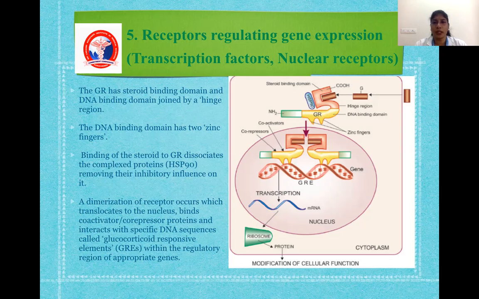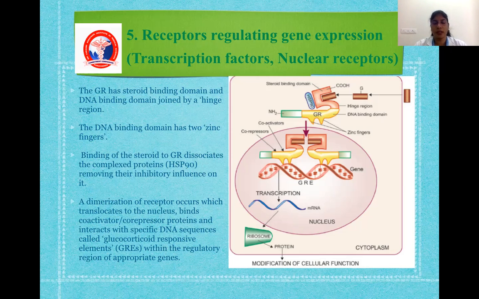As you see in the topmost image, you have a carboxy end and also an amino end. You have 2 regions. One is the steroid binding domain, another is the DNA binding domain. These 2 binding domains, the steroid binding domain and the DNA binding domain, are connected by the hinge region. And in the DNA binding domain, you have 2 zinc fingers. Clear?